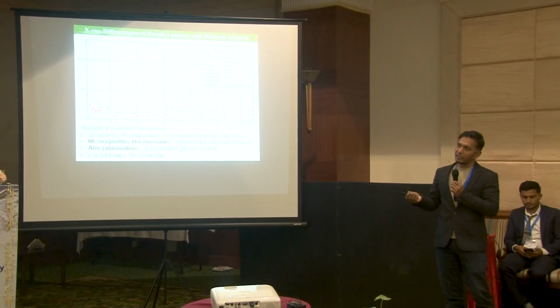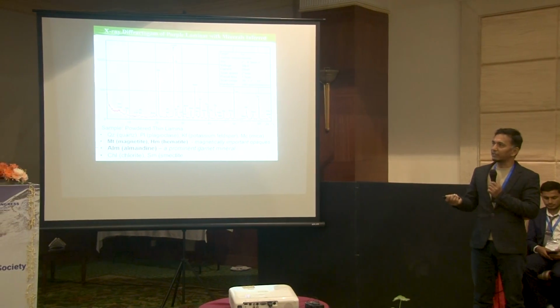While doing the mineralogical study, we found that the layer, the purple laminae, comes from almandine, a dominant mineral present there. And the rise in magnetic susceptibility is due to magnetite and hematite. That's what is shown by the X-ray diffraction.